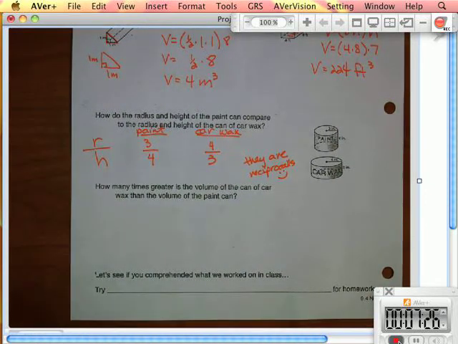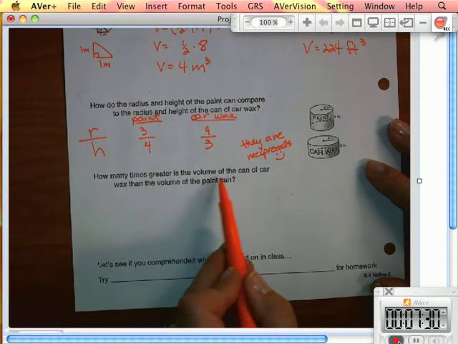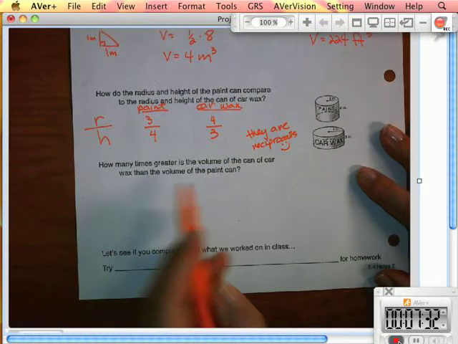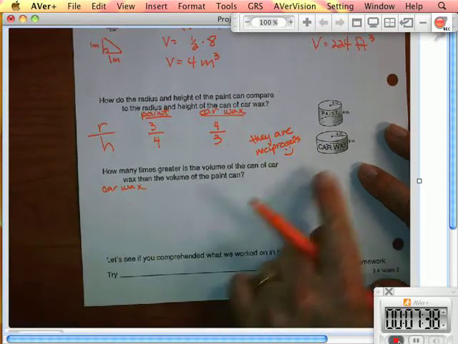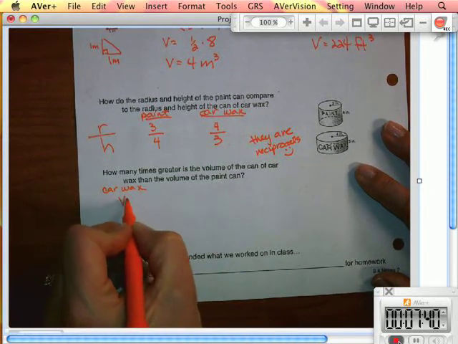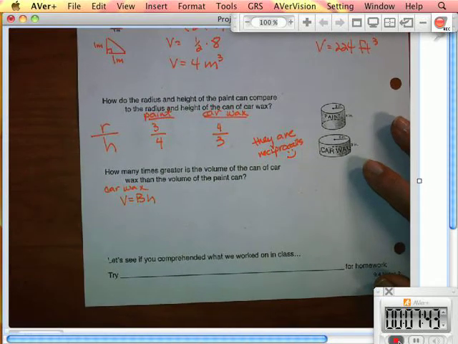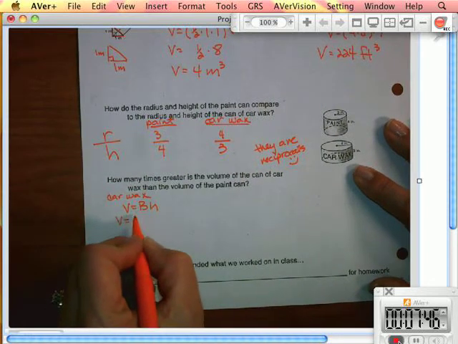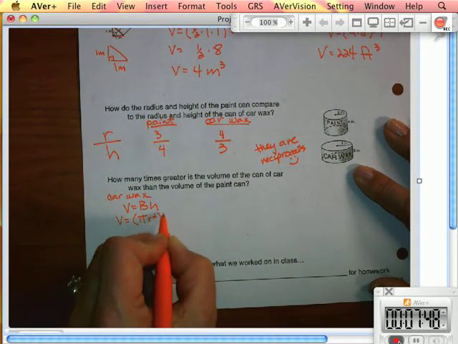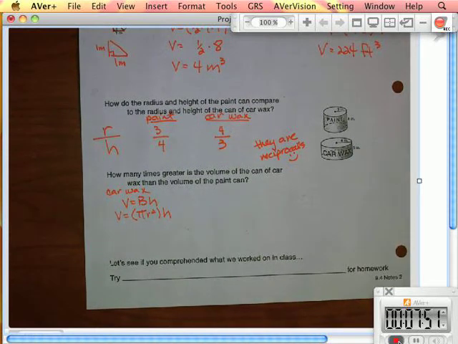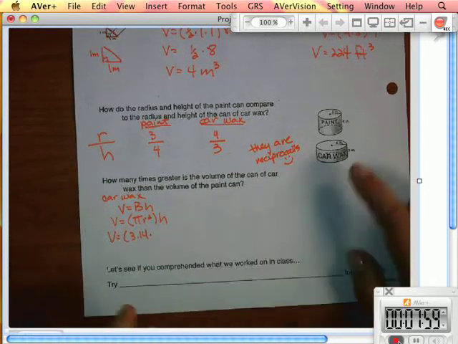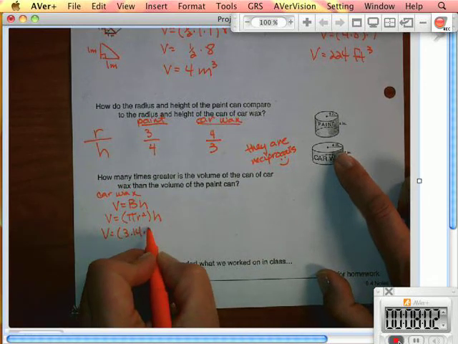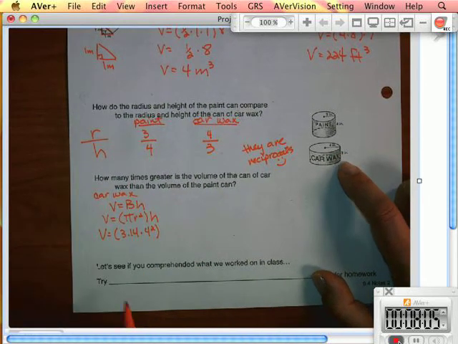Okay, so now it says, how many times greater is the volume of the can of car wax than the volume of the paint can? So I'm going to find car wax first. Again, it's a cylinder, so I'm going to write down this formula, but I'm going to substitute it as this because my base is a circle. Then I just plug in what I know. Volume equals 3.14. What's the radius of the car wax? 4. And the height of the cylinder? 3.